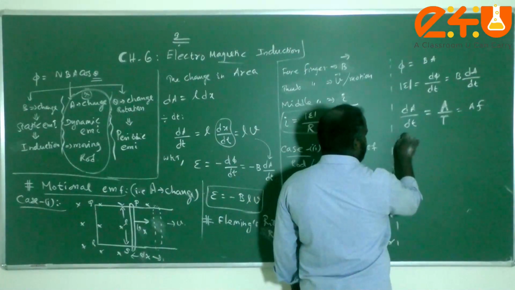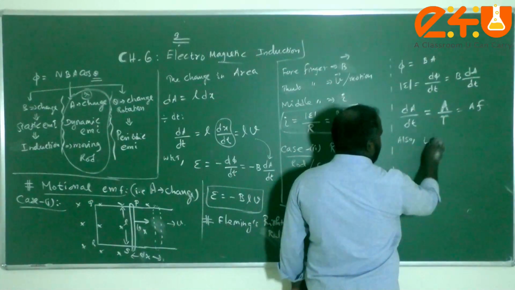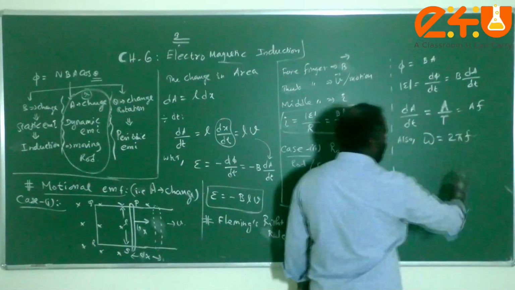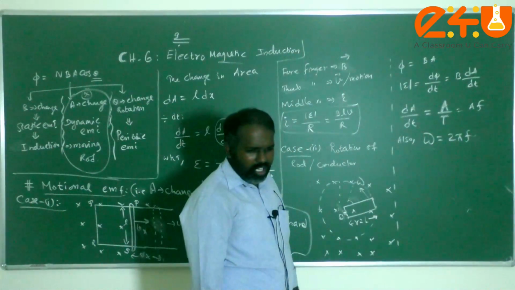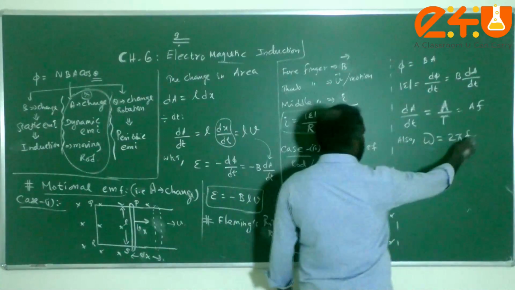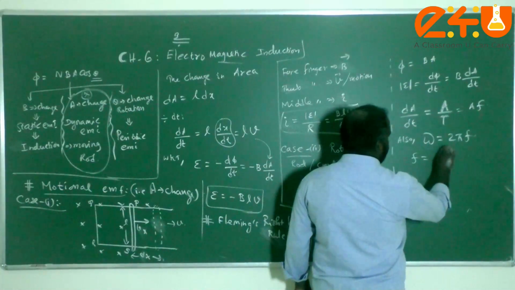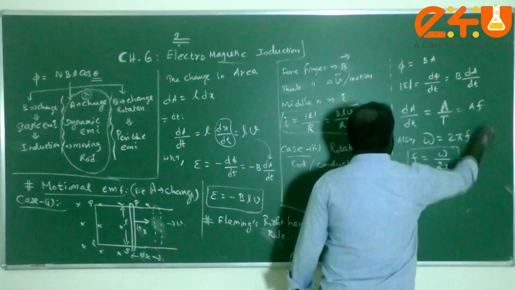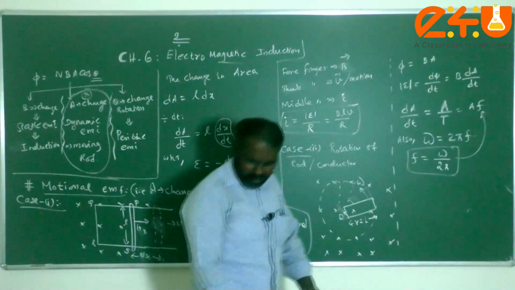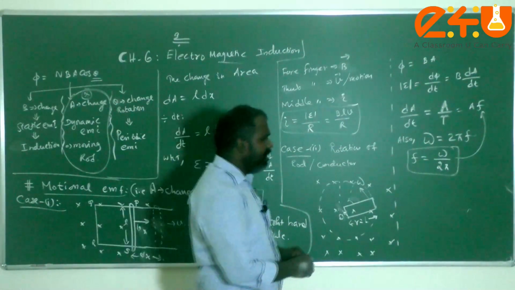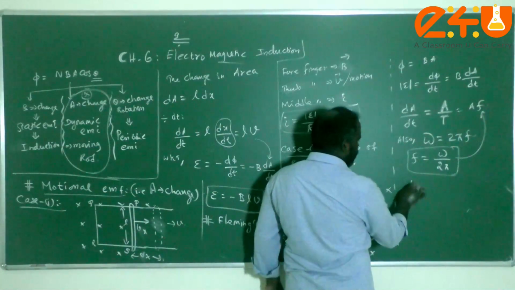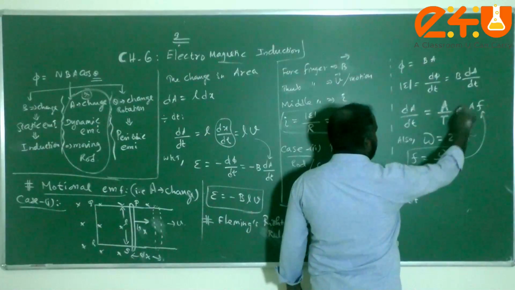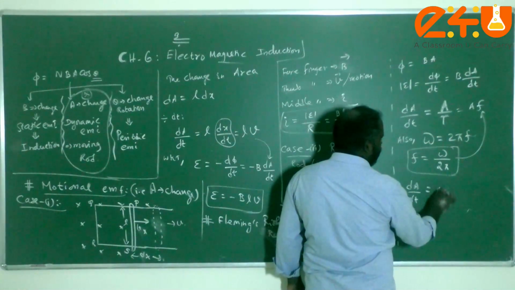We also know that angular frequency is 2 pi f. So I can say that f is equal to omega by 2 pi. Substitute over there, then we can get dA by dt equal to A into f.